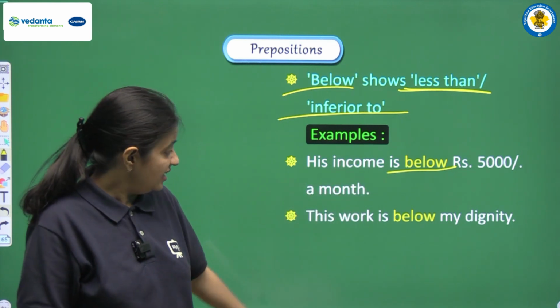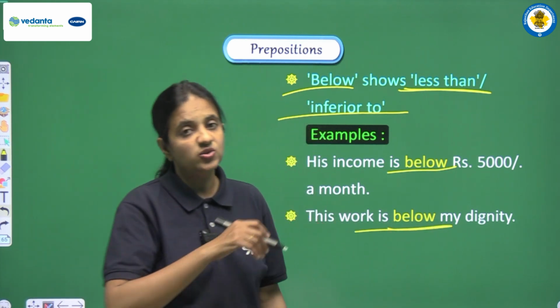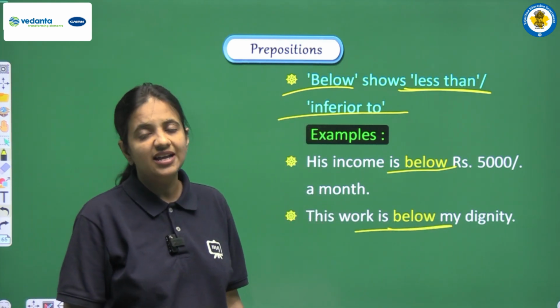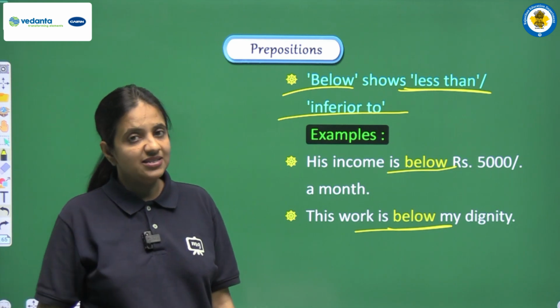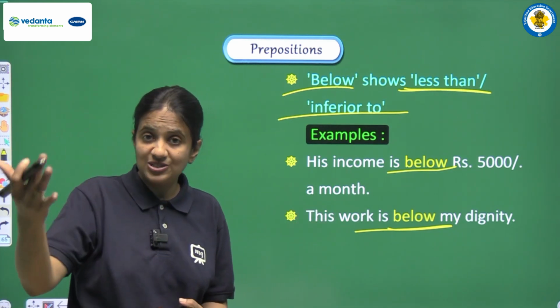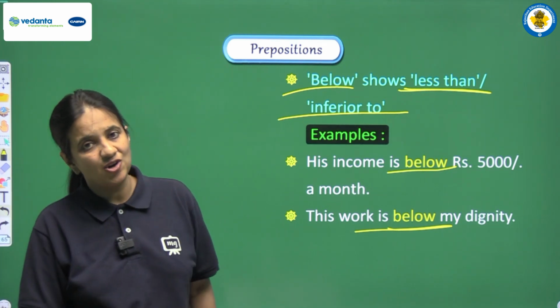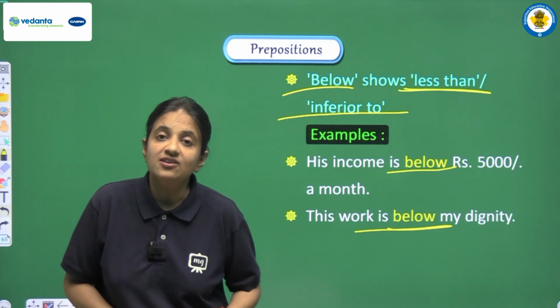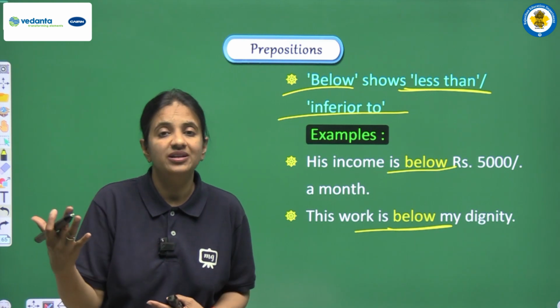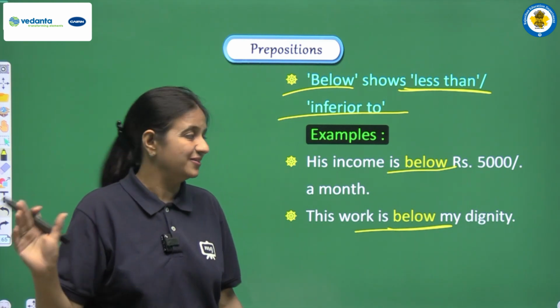Okay, second example, this work is below my dignity. Okay, so again we have the meaning of less than and inferior to, and we are saying that I cannot do this work because my dignity is above this work and this work is below my dignity. So here we can see this thing also that yes, below is the opposite word of above. Clear? I hope all the examples that we have discussed, everything is clear.